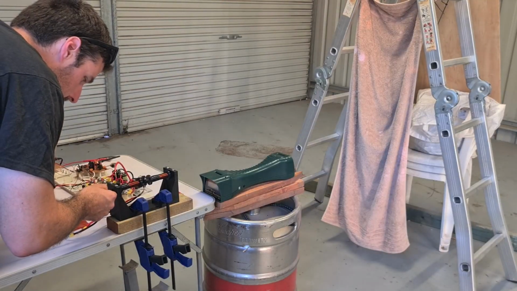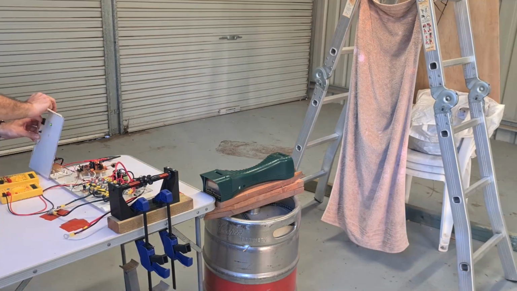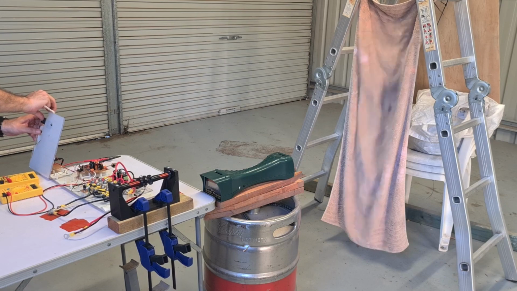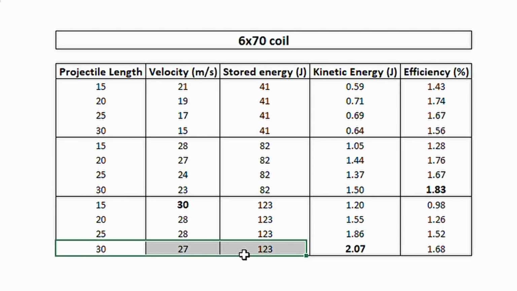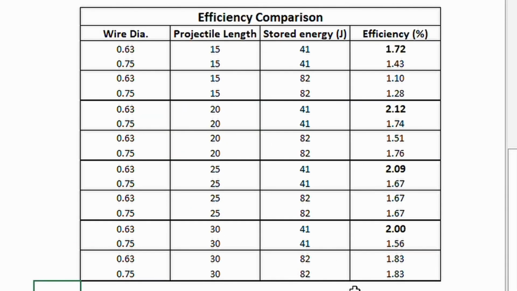The 0.75mm wire coil could though be fired at a higher energy level. When using 123 joules of stored energy, it achieved a kinetic energy of 2.07 joules with a 30mm projectile, but the 0.63mm wire was more efficient when only 41 joules of energy was stored in the capacitor bank. They both had similar efficiency with 82 joules of energy stored.